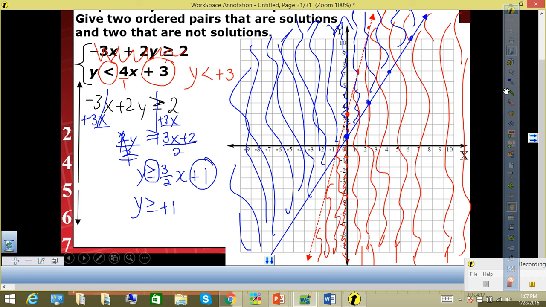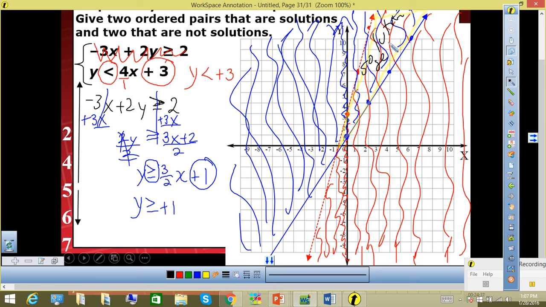If you don't see it, here it goes. Where both shadings intersect, that is what we call the, let's label it, solution set. Solution set. So why is that the solution set? Because both shadings intersect. That means any point that falls in there is going to be true for which one? Only one? No, for both.